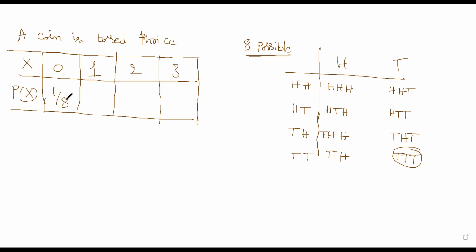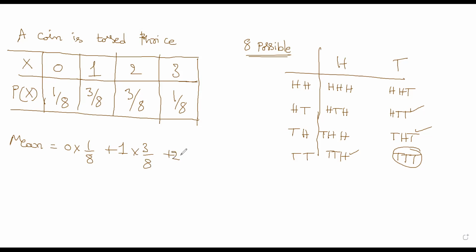Now one head, you will see how many cases you see one head: 1, 2, 3. 3 cases you see one head. That is 3 out of 8. How many cases do you see 2 heads? That is also 3 out of 8. Just check it. 3 heads is again 1 out of 8. Clear? Yeah. Now you have to find the mean. 1 by 8 into 0, 0 into 1 by 8. Good. 0, plus 1 into 3 by 8.